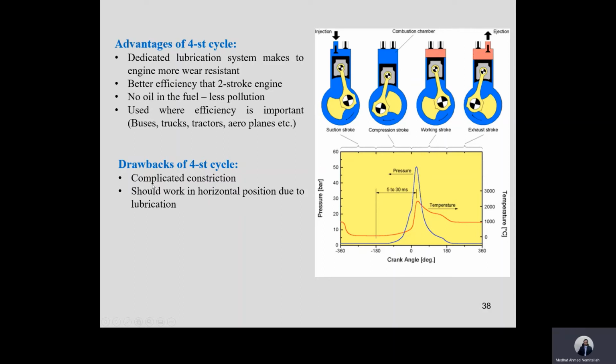The drawback of the four-stroke engine is that it is complicated and costly to construct, we have valves and all of this, compared to the two-stroke. And it should work in the horizontal position due to the lubrication system. It cannot actually work in the vertical position.